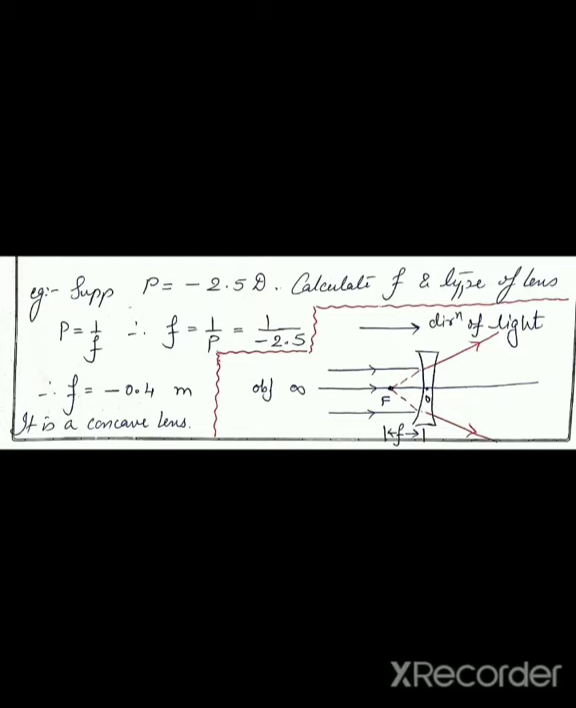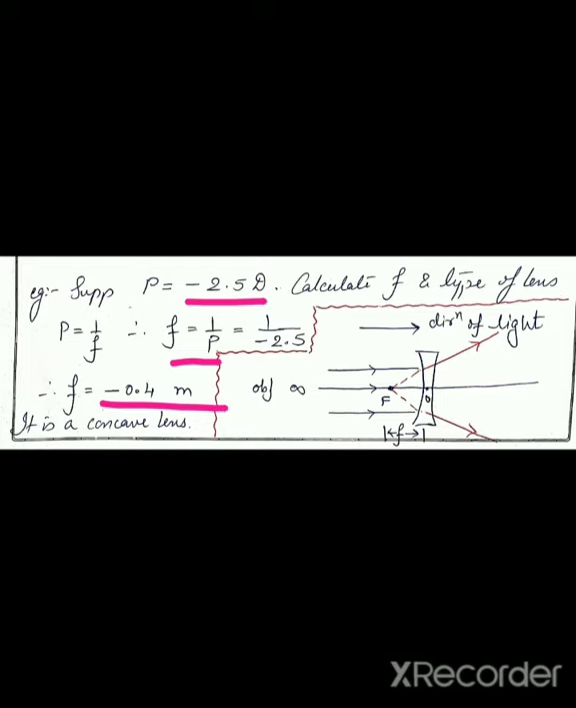Now we'll see another example. Here we have the power of the lens as -2.5 diopter. Here I want to calculate the focal length of this lens and I also want to know what type of lens this is. Again from the formula of power, 1 upon focal length, I'll make focal length the subject of the equation. So I will get F is equal to 1 upon P. Here I'll substitute the value of P, 2.5 diopter, along with its negative sign. So 1 upon -2.5 will give me -0.4 meter. So this is the focal length. So one answer is done.